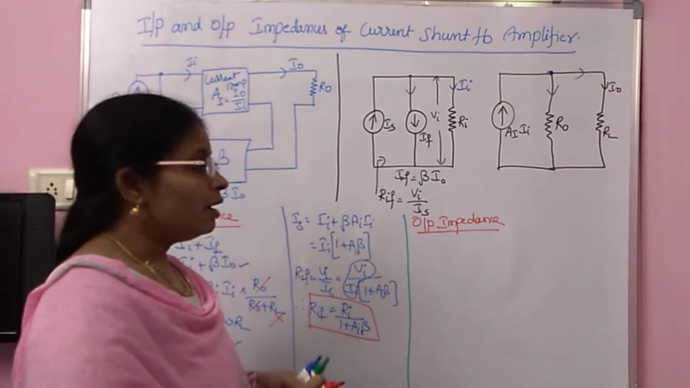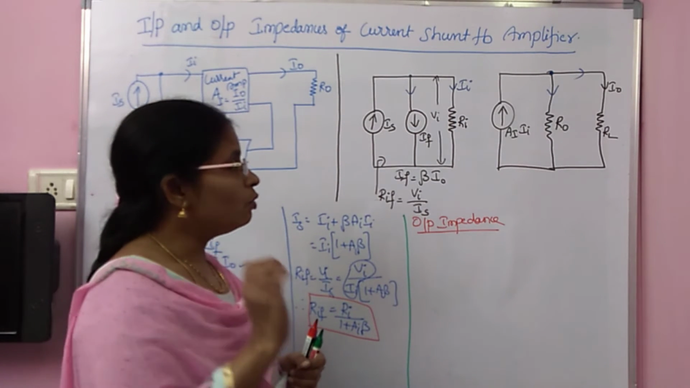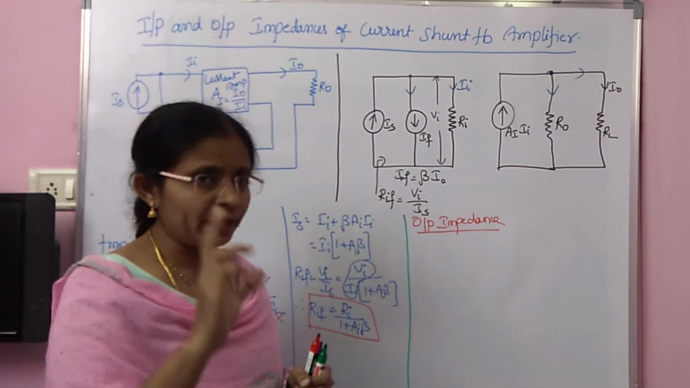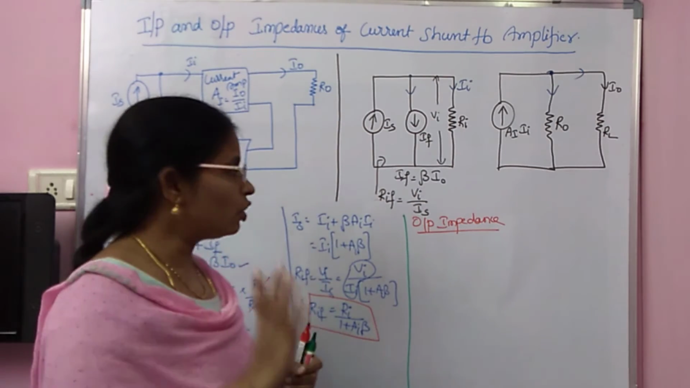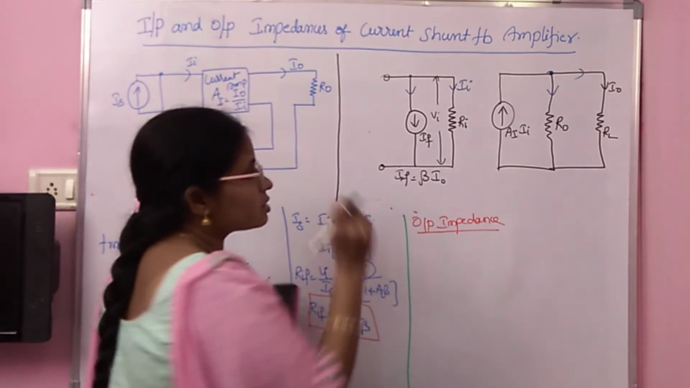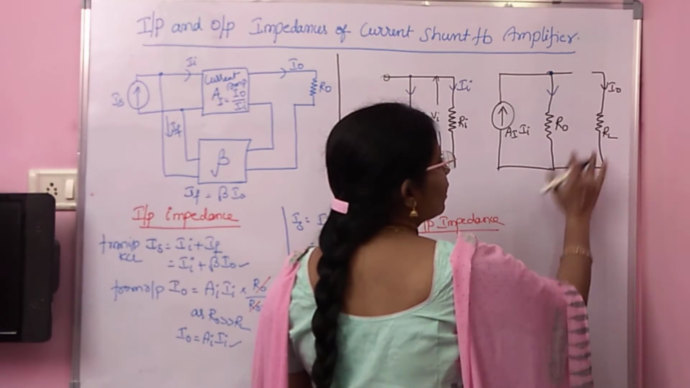Yes, we must follow 2 points while finding the output impedance. What are those 2 points? If the source is current source, open it. And the second point, you must disconnect RL. We'll do those 2 things. Then I'll disconnect RL at this point.